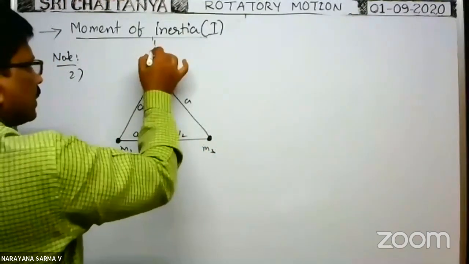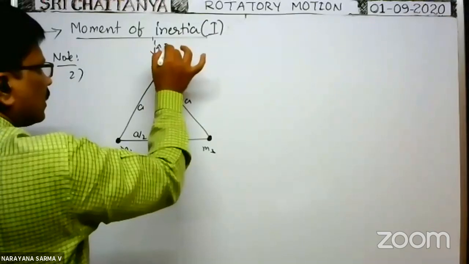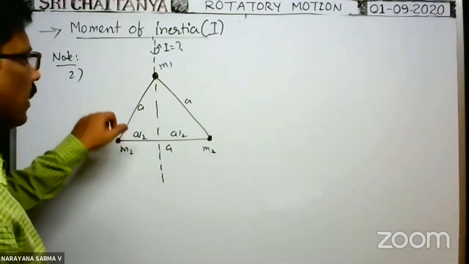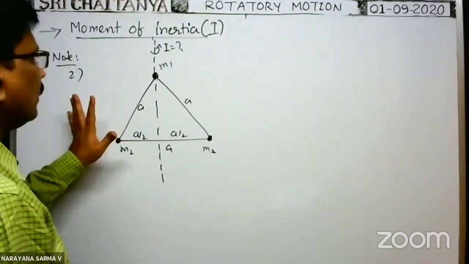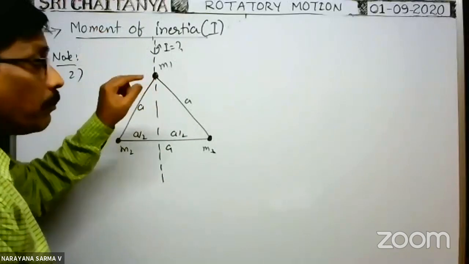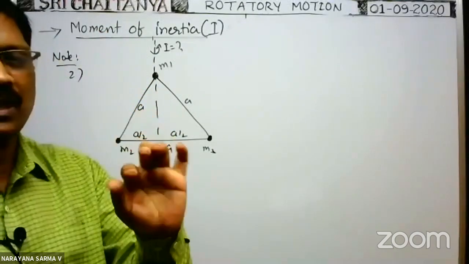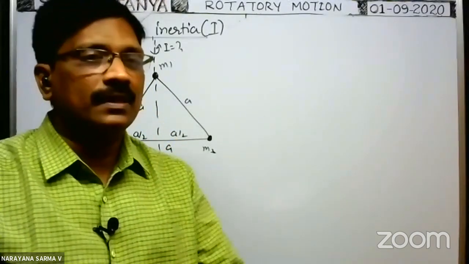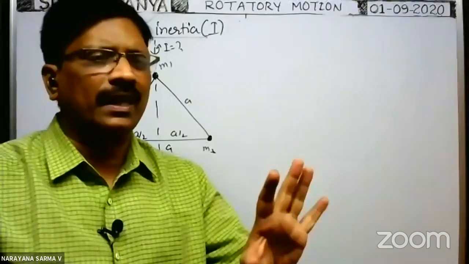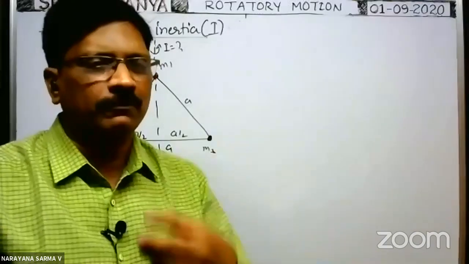About this axis, what is the moment of inertia of the system of these 3 particles? In a system, there are 3 particles arranged at different positions like this. Then what is the moment of inertia of this system of 3 particles about this axis? Particle means the size of the particle is negligible. In such cases only, we can call them particles. Otherwise, we call them a body.